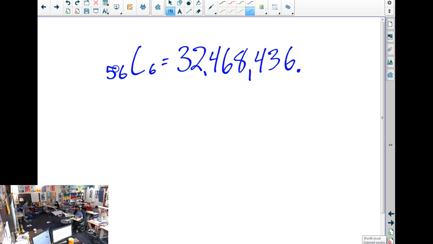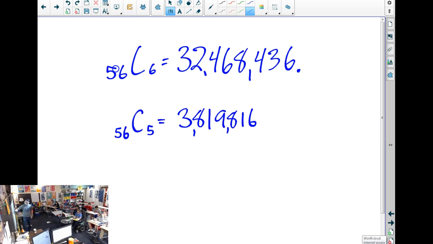Now, let's try to make it a little bit easier. What if we only choose 5? Let's just compare. What is 56C5? You could just change the 6 to a 5. Is it going to be less options or more options? Yeah, less options. What do you get? 3,819,816. Yes. So less groups. Fewer numbers to choose will make your chances go up.